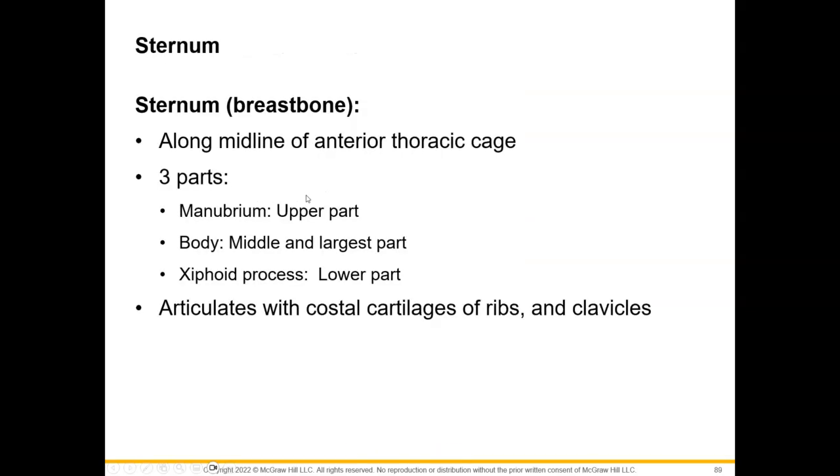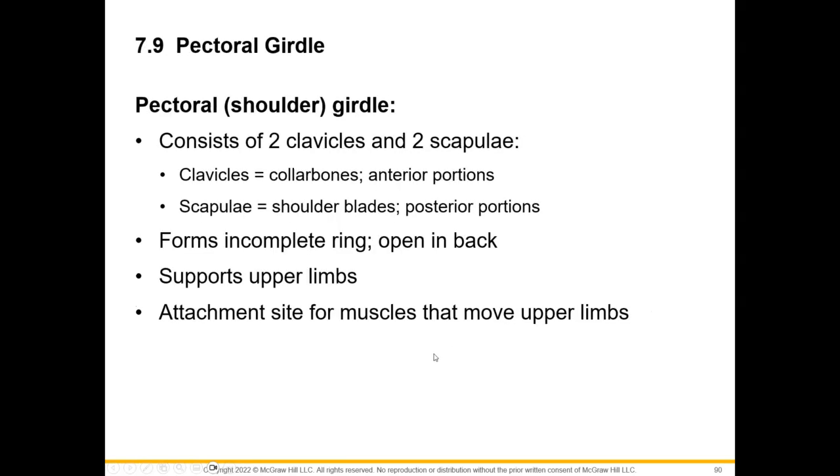Okay, the sternum, also called the breastbone, is along the midline of the anterior thoracic cage. There are 3 parts: the manubrium, which is the upper part, the body, which is the middle and largest part, and then the xiphoid process, which is the lower part. The sternum articulates with the costal cartilages of the ribs and the clavicles.